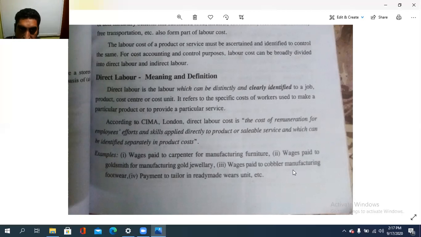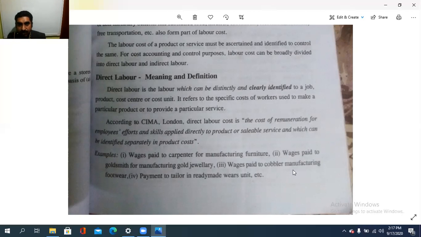It refers to a specific cost of the workers used to make a particular product or to provide a particular service. Direct labor is the labor which can be distinctly and clearly identified to a job, a product, a cost center, a cost unit, that is to be clearly identified. That is what is called direct labor.